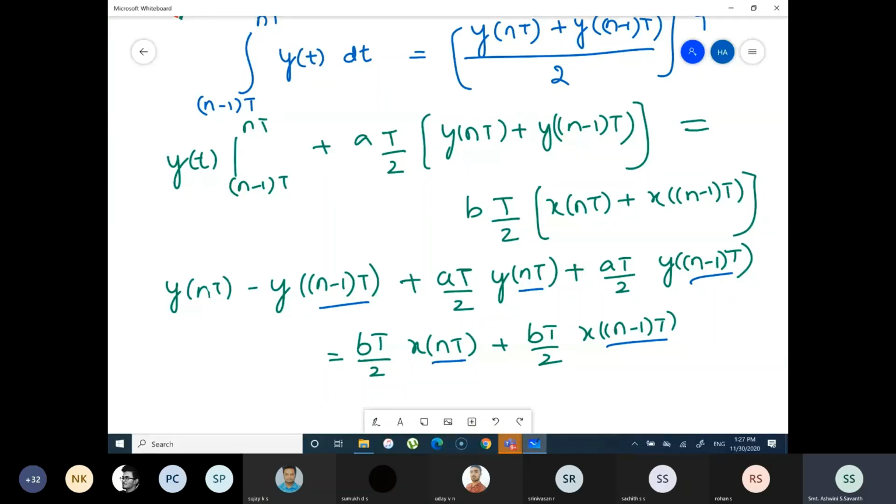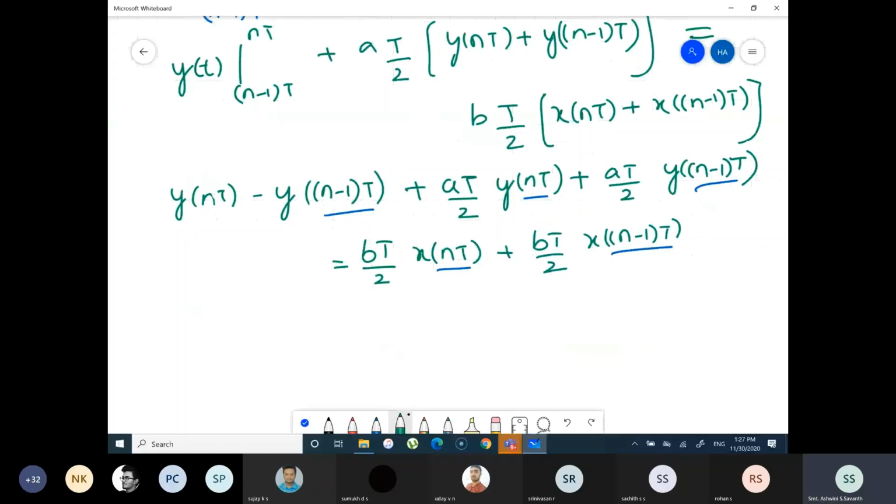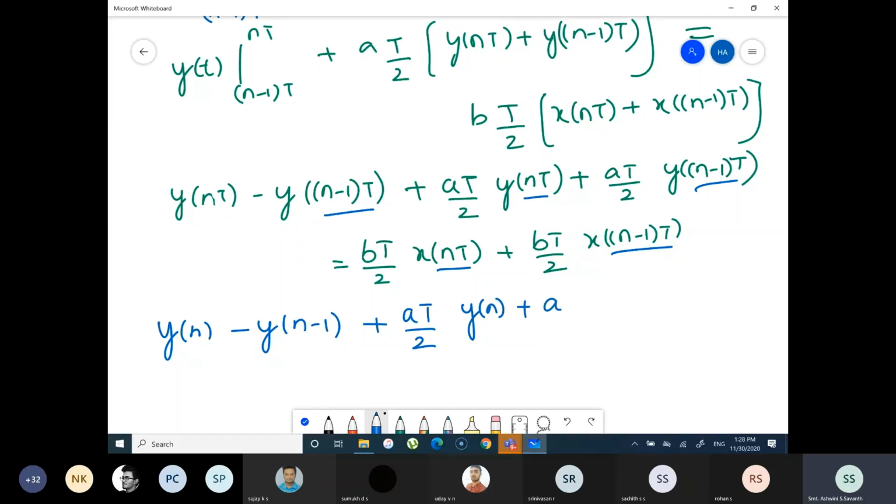So instead of writing it like that, we will write it as y of n minus y of n minus 1 plus aT by 2, which is a constant, so here you cannot remove T, times y of n minus 1 equals bT by 2 x of n plus bT by 2 x of n minus 1.